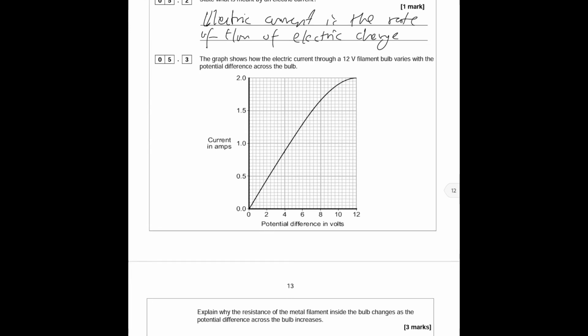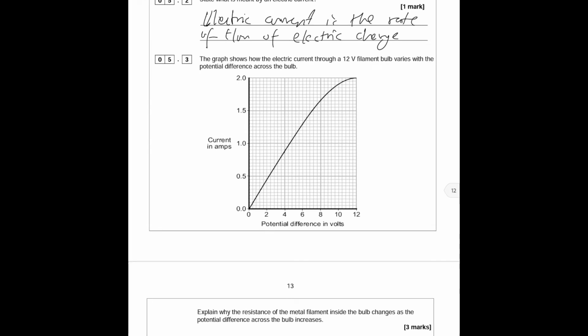What is meant by an electric current? Now, for electric current, there's only one definition. Okay, electric current is the rate of flow of electric charge. There you go. Electric current is the rate of flow of electric charge.